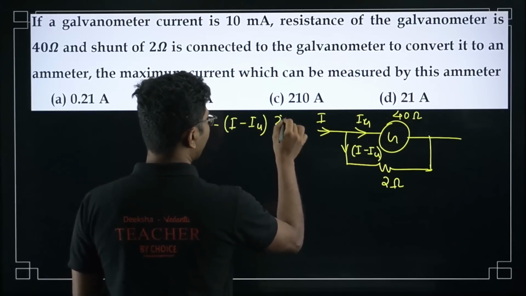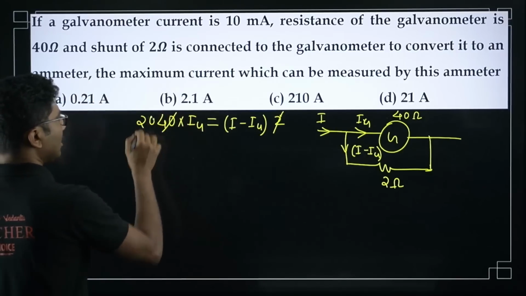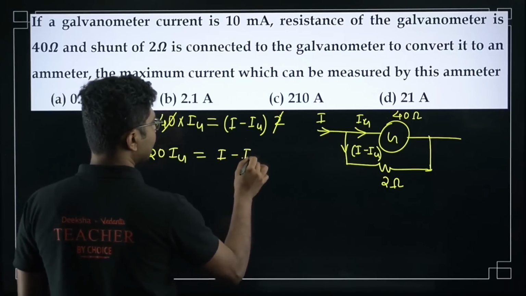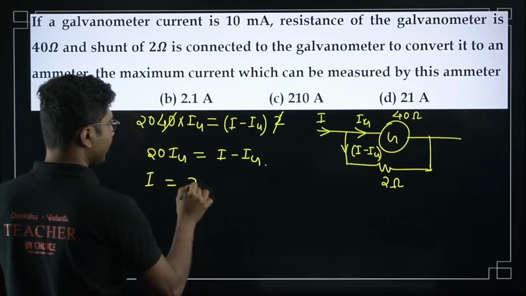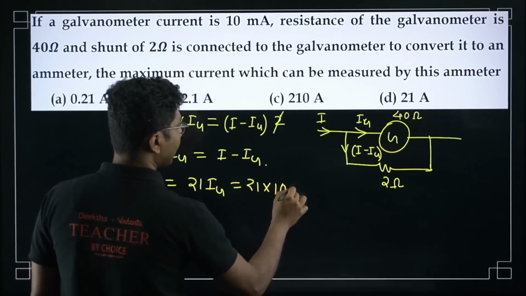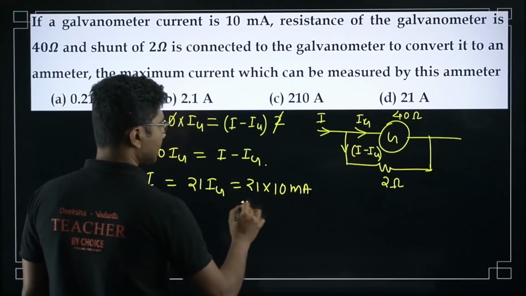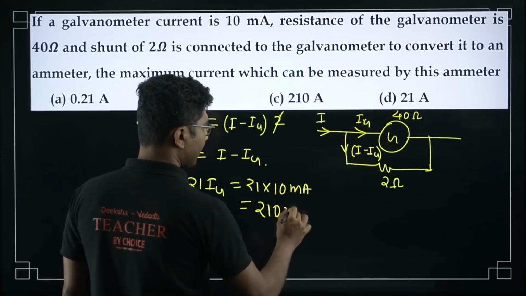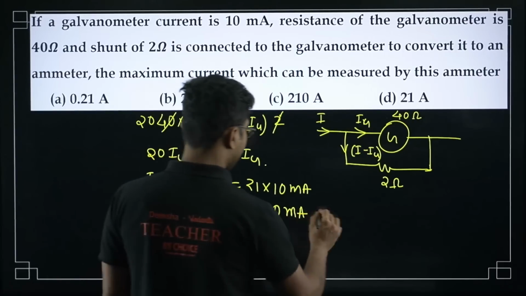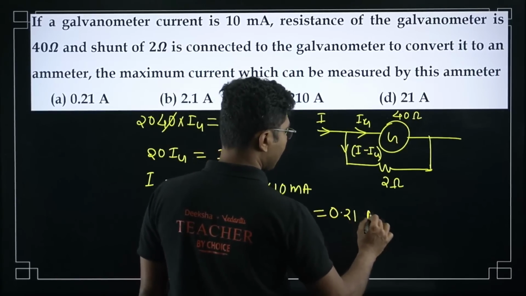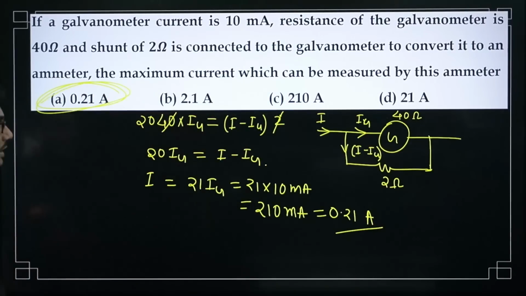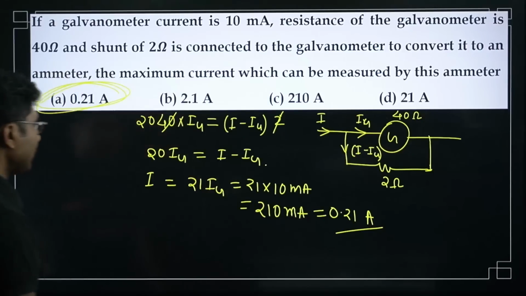S, that is 2. Okay, so this cancels, we get 20, so 20 Ig equals I minus Ig, or I is equal to 21 Ig, or 21 into 10 milliampere, that is 210 milliampere. Okay, 210 milliampere, or it can be written as 0.21 ampere, divided by 1000, not by 100. So 0.21 ampere is the answer, not 2.1. Don't fall for the trap.